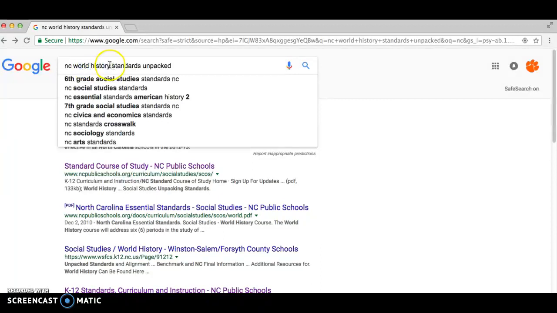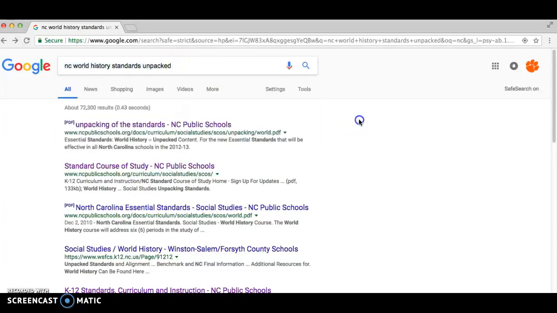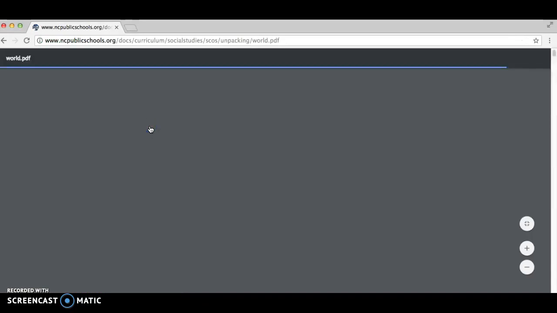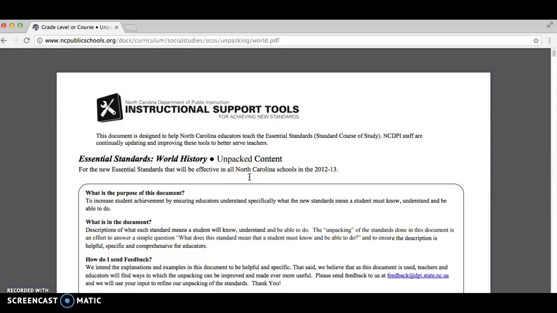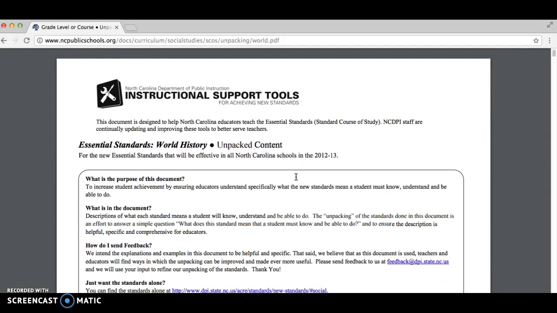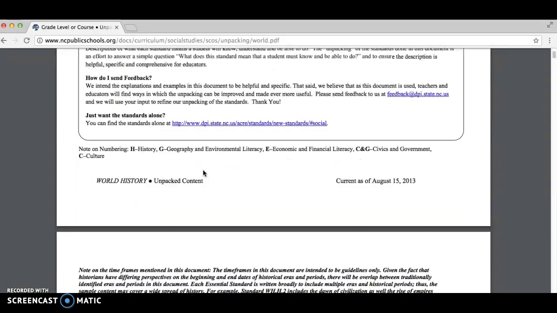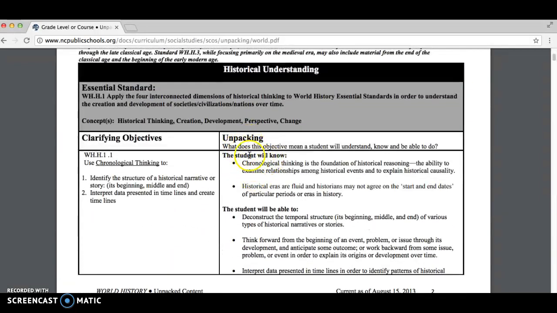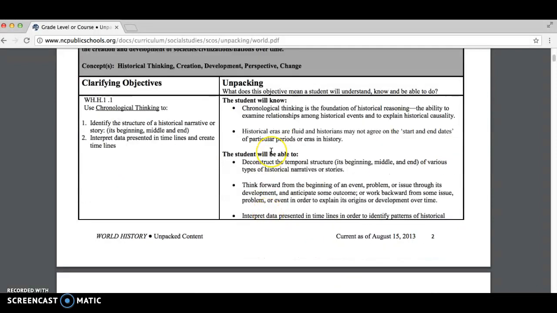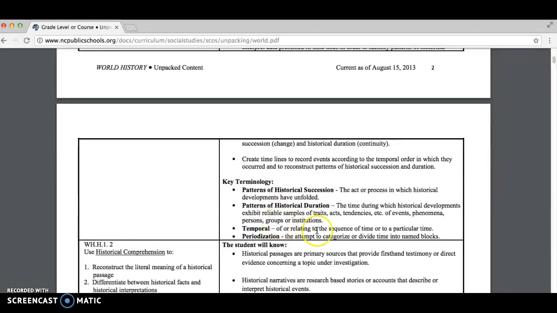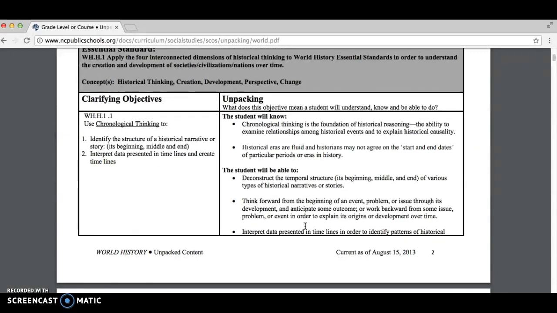Today I'm going to look at a world history content, and the Google search I usually do is NC, whatever my subject is, standards, and then this unpacked. Unpack's key because then that gets you the unpacking document. If you're just looking at the standards, which is useful also, sometimes it can be kind of non-specific or vague. So this unpacking document, what DPI has done is really pull it apart and let you know more involved of what you need to do for the different standards, what the students need to know, what to be able to do, what that looks like.